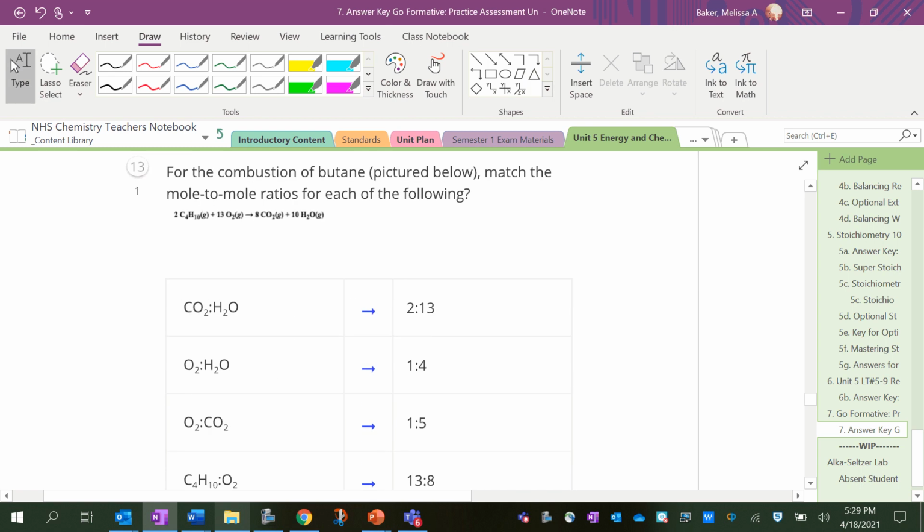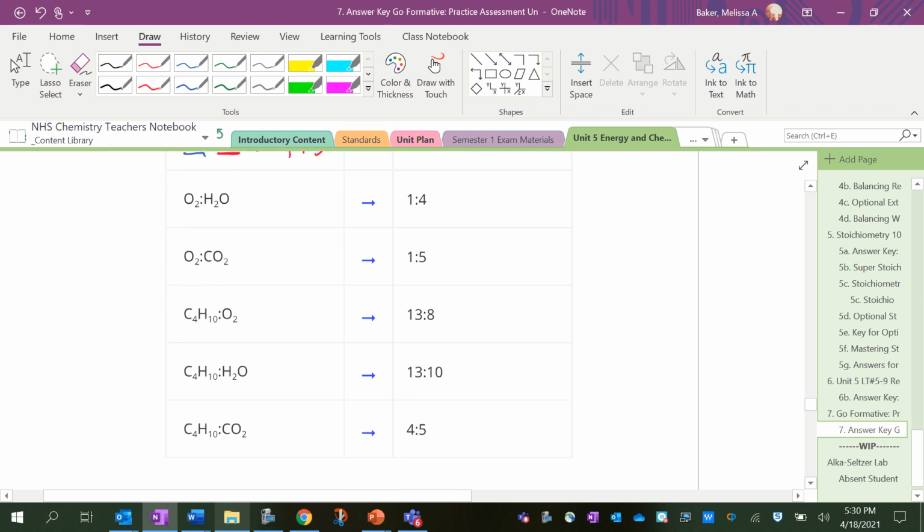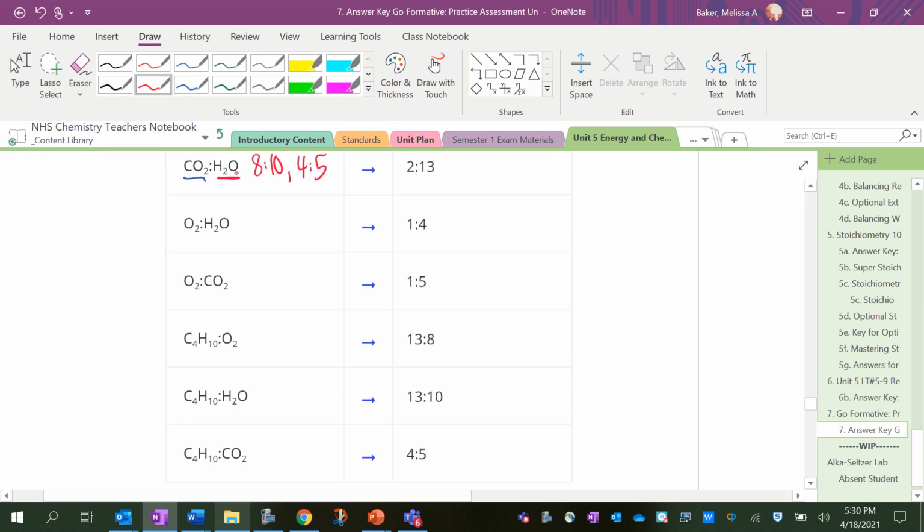For the combustion of butane, match the mole-mole ratios for each of the following. So what is the mole-mole ratio of CO2, which there's an 8 in front, to H2O. There's a 10 out front. So that would be 8 to 10, which simplified would be the same as 4 to 5. So that would go with this last one here.